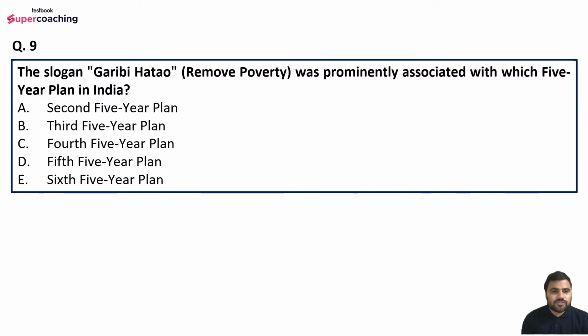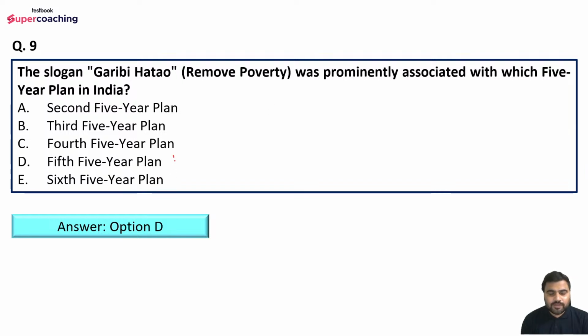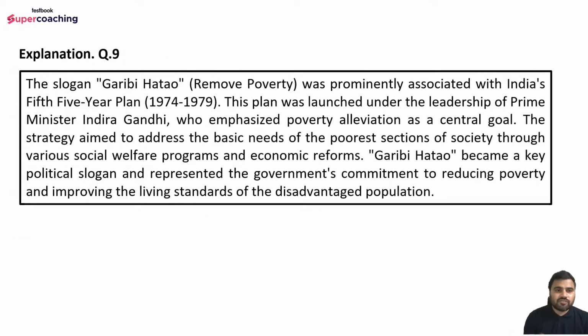Do let me know friends, we are talking about Garibi Hatao, so it was associated with the fifth 5 year plan. Now it's not that in the fifth 5 year plan Garibi Hatao was not the agenda, right? So basically it was the agenda since inception, okay, since the first 5 year plan, but the thing is basically the slogan which was adopted, and that was adopted in the fifth 5 year plan. The slogan Garibi Hatao was prominently associated with India's fifth 5 year plan.